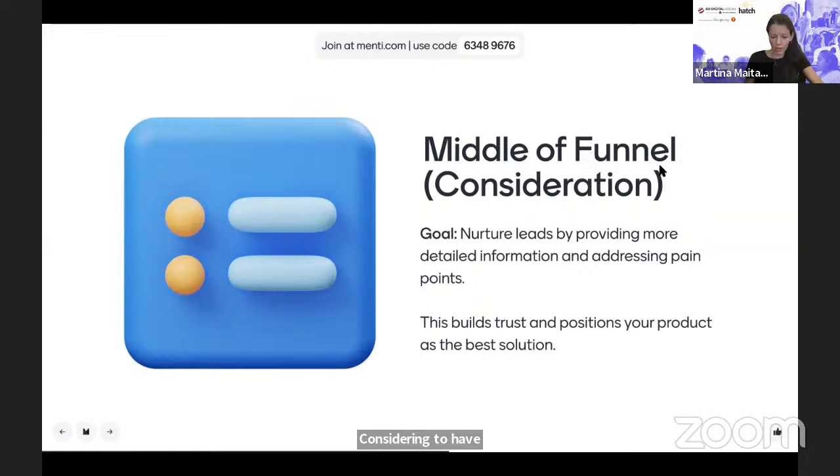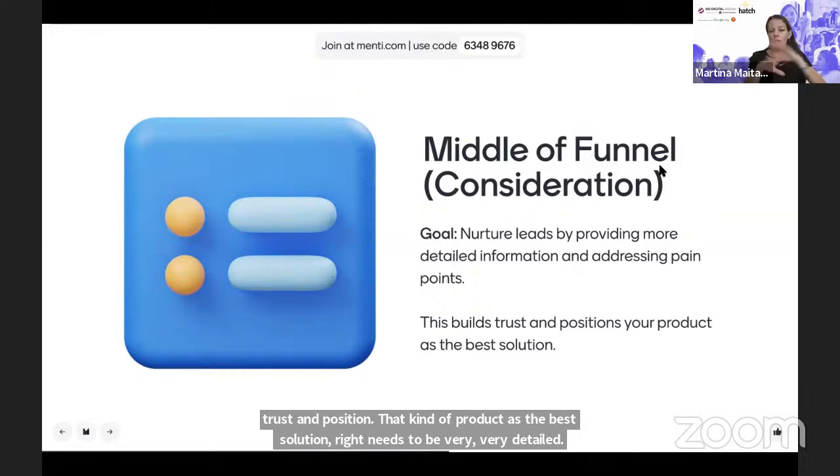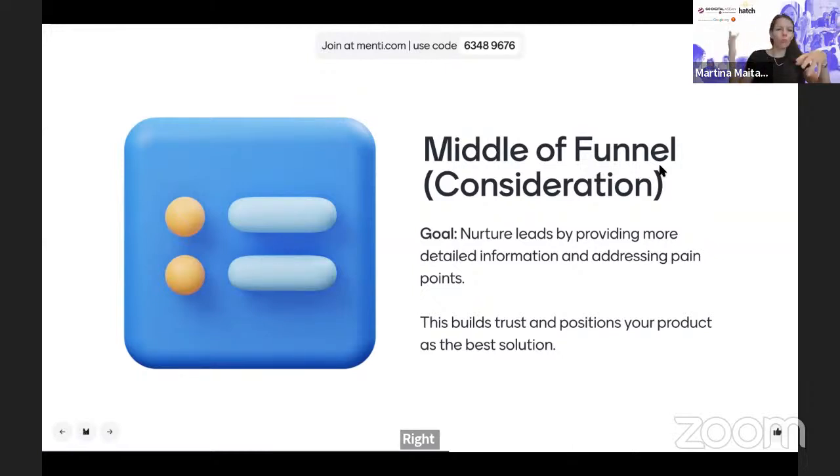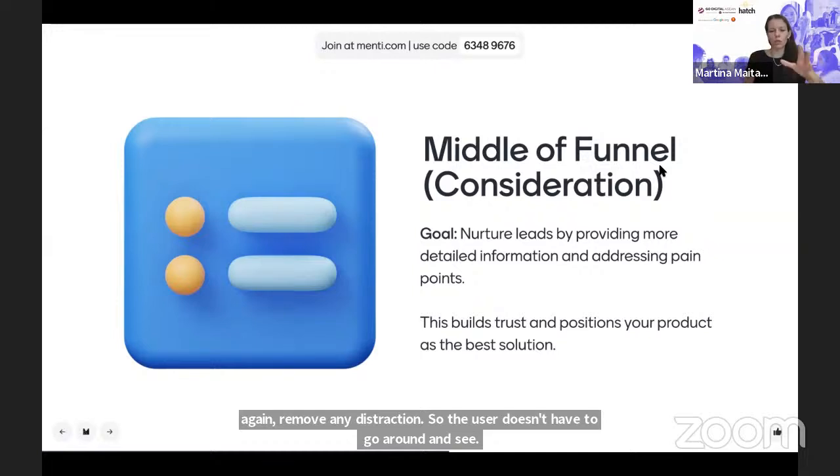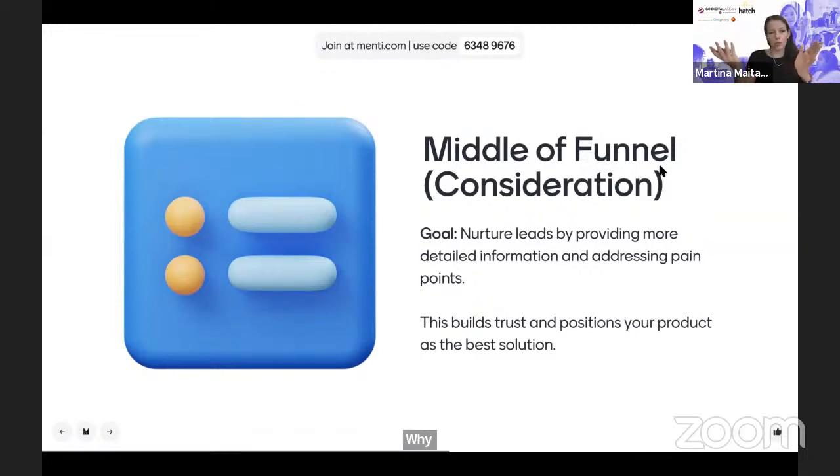But how are we able to build trust and position that kind of product as the best solution, right? It needs to be explained in a very, very detailed way. Again, remove any distraction, so the user doesn't have to go around to see why this tool is good. All the information about the package or the service is nicely and quickly listed, with no jargon and no big explanation. Imagine bullet points: 1, 2, 3, 4, 5.